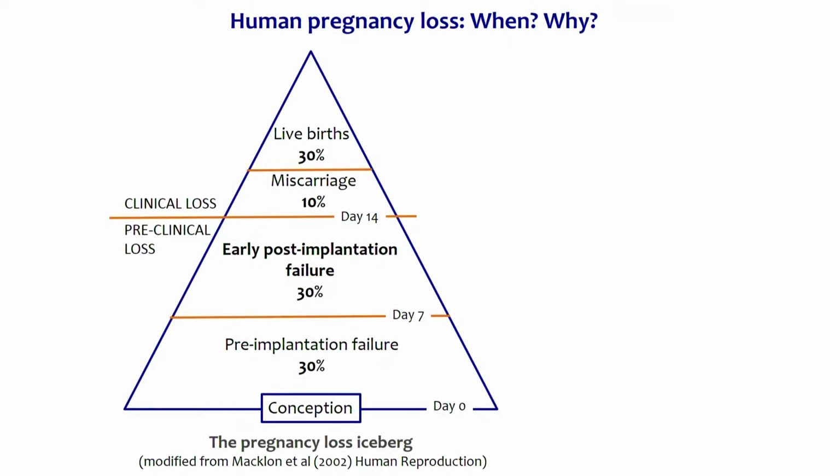So, the main aim of Magdalena Zernicka-Goetz's group is to understand why so many embryos fail during the early stages of post-implantation development. This is very nicely represented here in the pregnancy loss iceberg. You can see that up to 30% of the human embryos fail from day 7 to day 14.